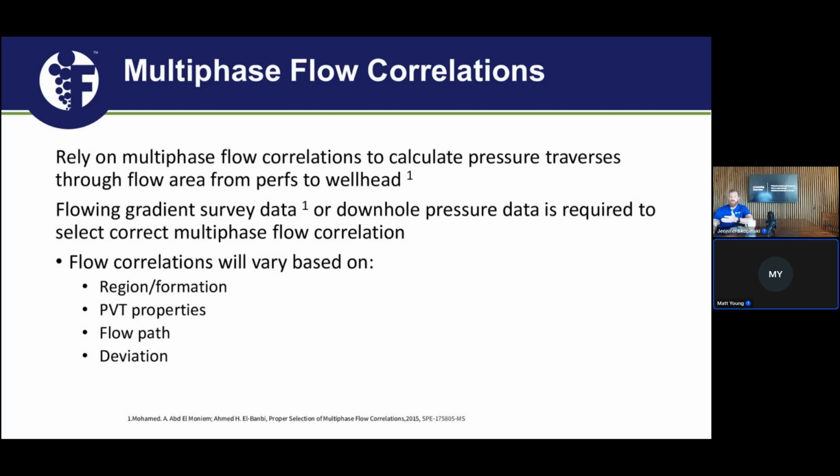So if you don't want to implement the time and the money to collect the data to pick a flow correlation, Hagedorn and Brown and Ansari are going to do a pretty good job for a bulk of the wells. But again, the main thing is data collection on one or two wells under similar conditions and benches that you're producing out of, to just make sure you pick the right flow correlation.